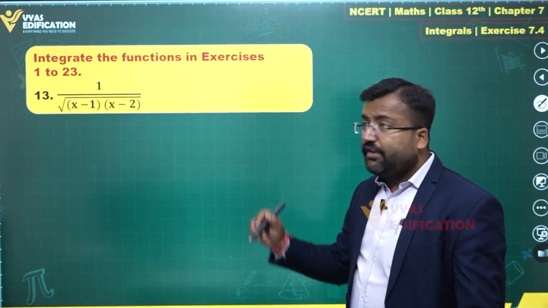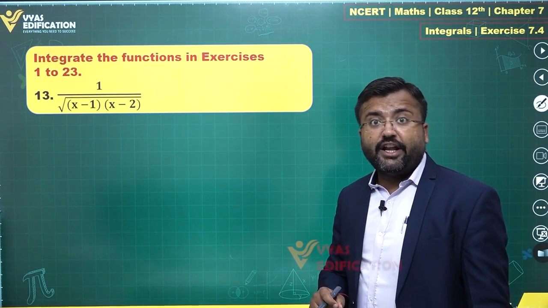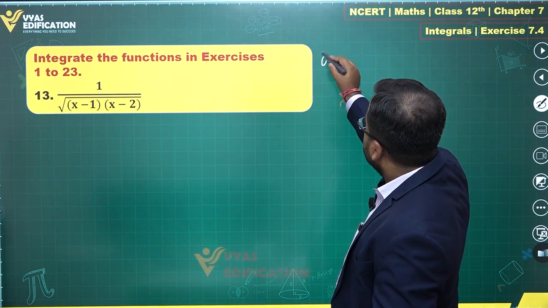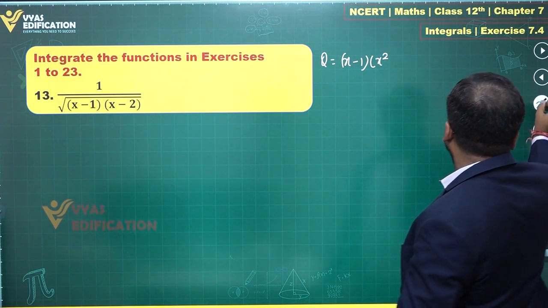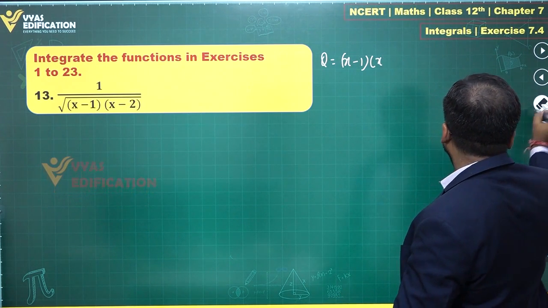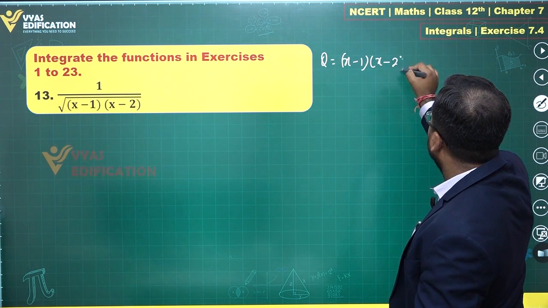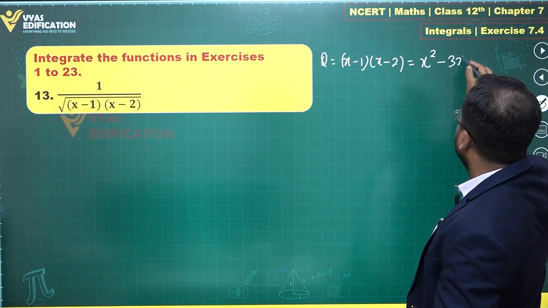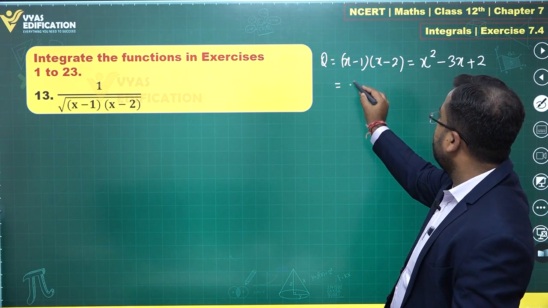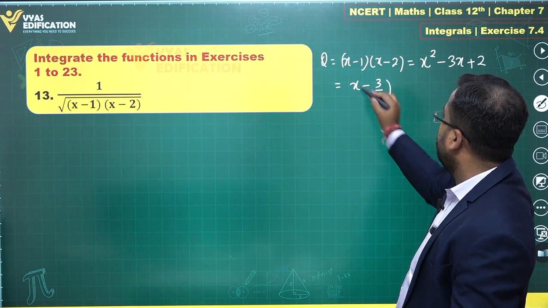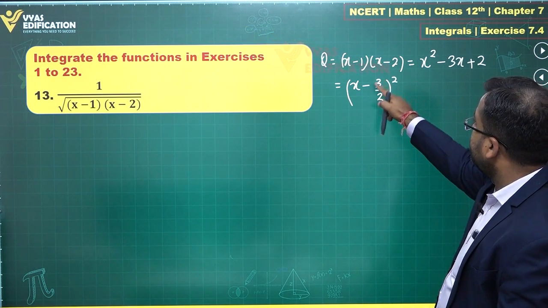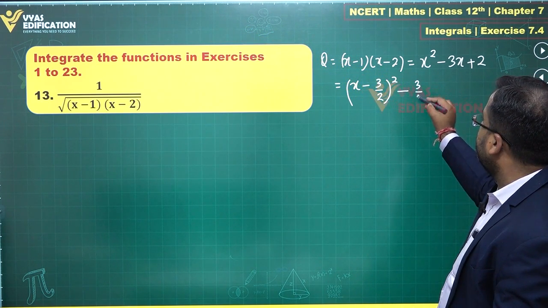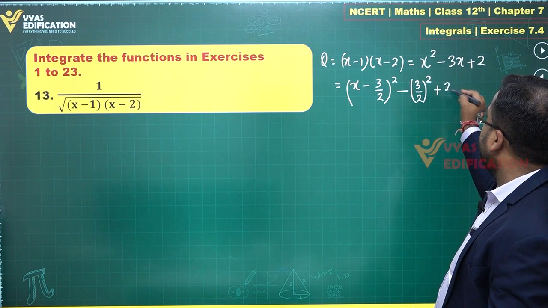In the denominator, we have root quadratics. Let's convert that quadratic into a perfect square. So, that quadratic is x minus 1, x minus 2, which is actually x square minus 3x plus 2. And this can be converted as x minus 3 by 2, half of 3, the coefficient of x, squared, and this 3 by 2 square will be subtracted. Plus 2 is already there.